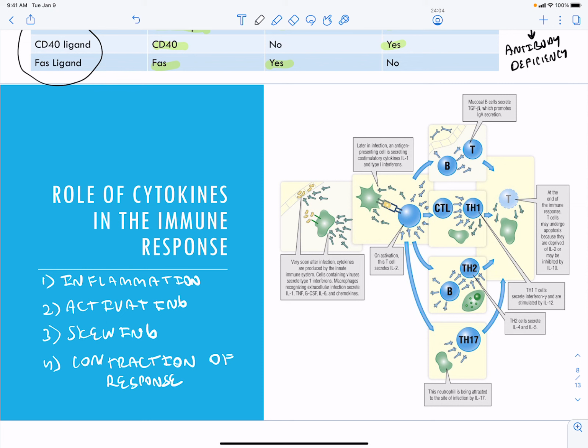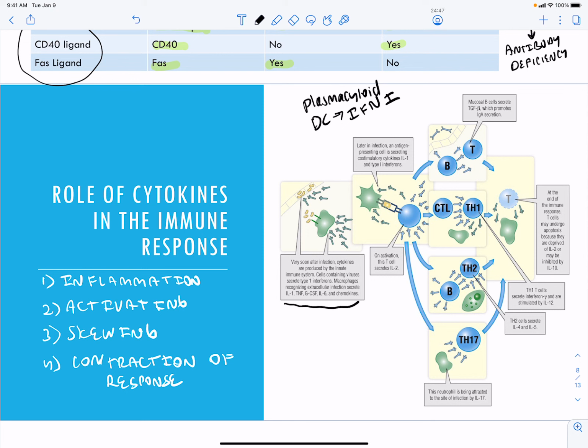So we basically have, after an infection, your macrophages very quickly make these early cytokines. So again, we have our acute phase response. We have our cytokines that are going to help drive neutrophil growth. And then we have later in an infection, the antigen-presenting cell will be secreting other cytokines such as IL-1 and interferons. Interferons, remember, are plasmacytoid. Dendritic cell makes a lot of type 1 interferon.